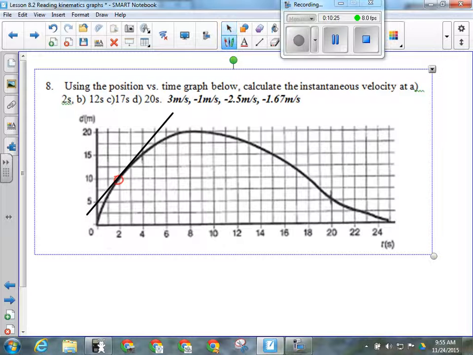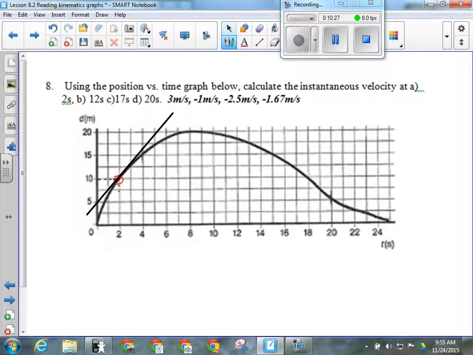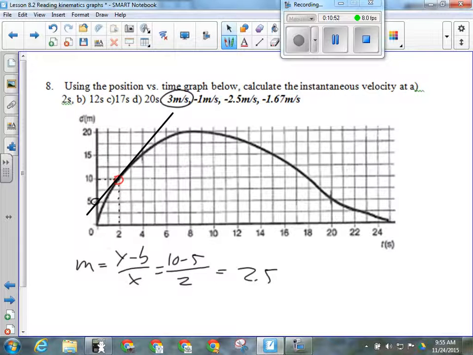So I would say y is going to be 10, x is going to be 2, b is going to be 5. Everybody follow me there? Then I'm going to go m equals y minus b over x. We'll have 10 minus 5 over 2, so it should be 2.5. I have 3 meters per second there because probably the last time I did that, my tangent line was a little steeper. So this would be an approximate.